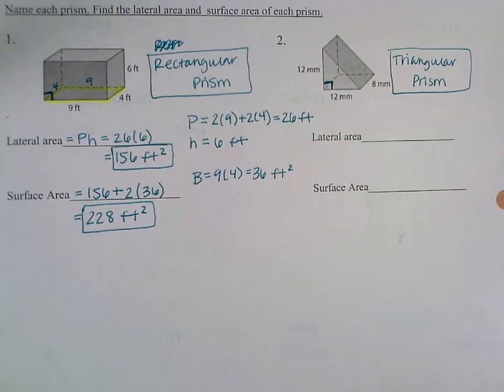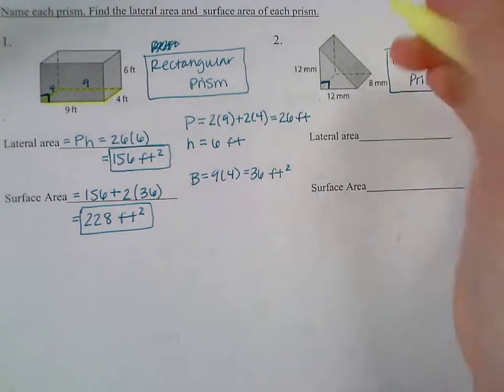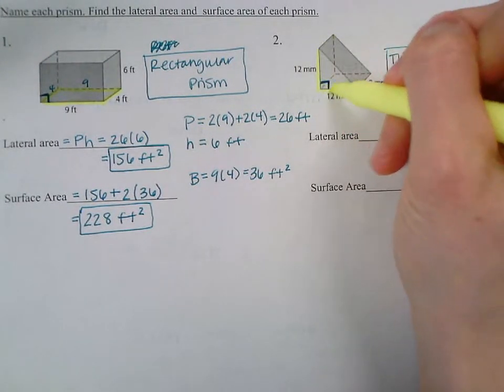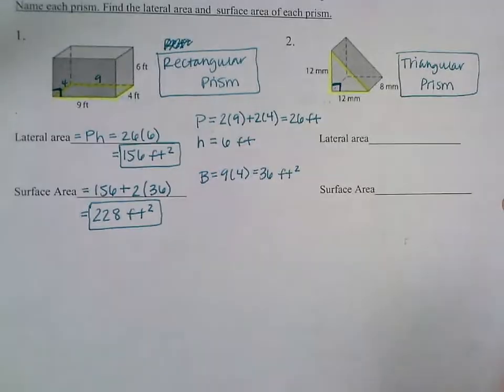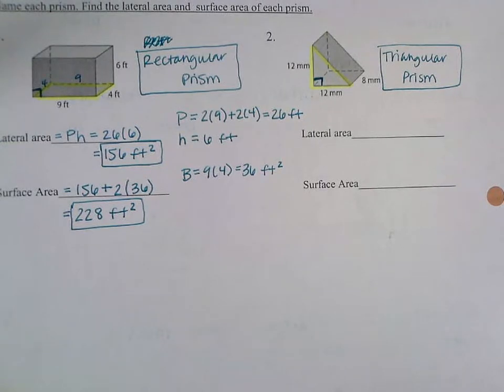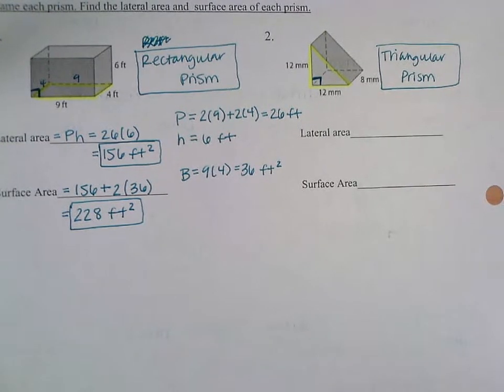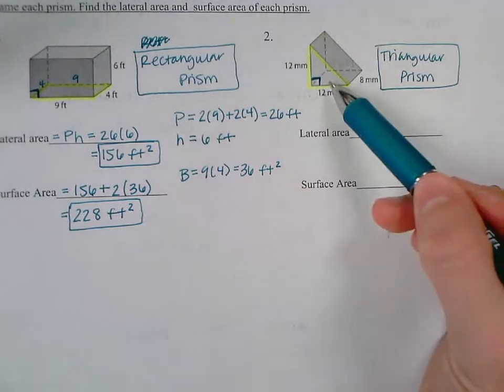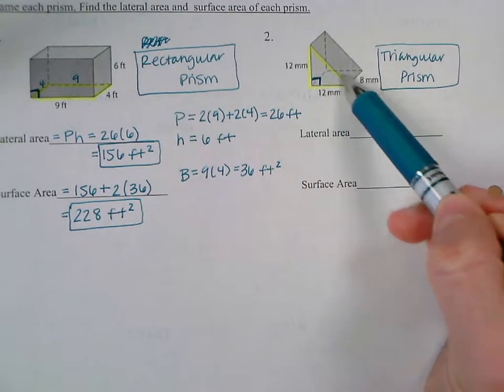And again, it might help, like I'm doing right now, to highlight one of your bases so that when you're finding the perimeter of a base and the area of a base, you've highlighted what shape that is. You might not need to. It's just, if it helps, you could do that. So I need the perimeter of a base, meaning the perimeter of this triangle.